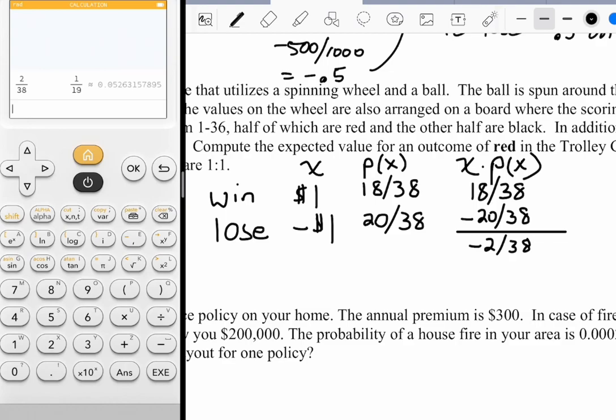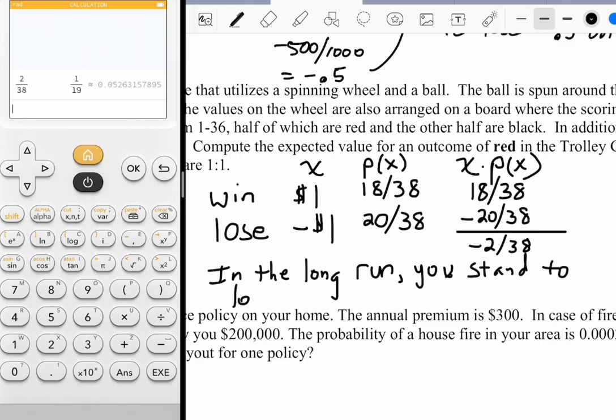So in the long run, you stand to lose $0.05 per dollar wager.